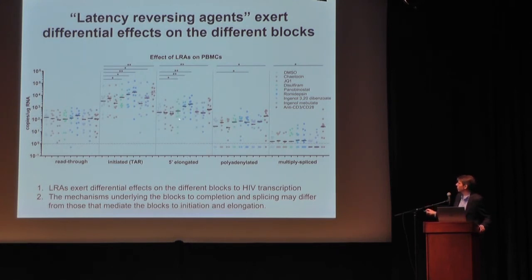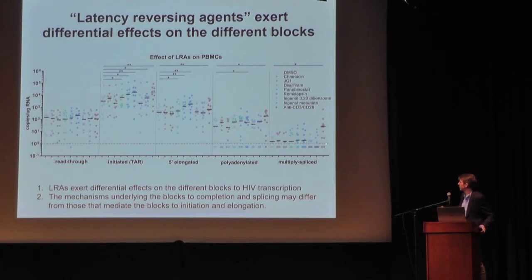You still see disulfiram increases elongation. The HDAC inhibitors increase elongation, but then the other drugs do not. If you look at polyadenylated HIV transcripts, it's an even smaller subset of LRAs. It's really only romidepsin that increases polyadenylated transcripts. And then when you look at multiply spliced HIV transcripts, none of the LRAs really cause any significant increase in multiply spliced transcripts.